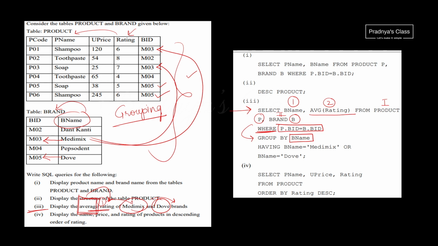But for grouping we have condition that we write with having clause. The brand name should be Medimix or it can be Dove. If we write this query, we will be getting the required output. First, brand name will get displayed followed by average of rating for that brand. For Medimix there are two ratings and for Dove also there are two ratings.